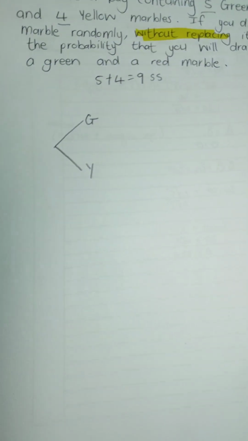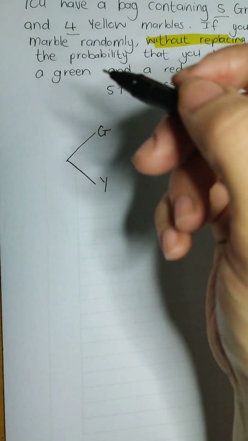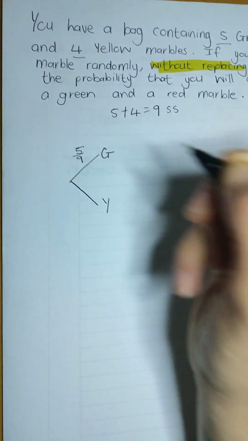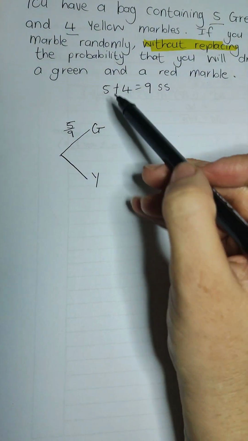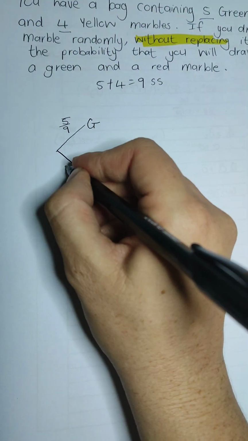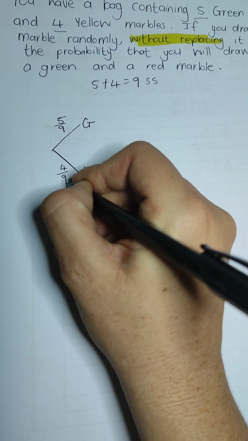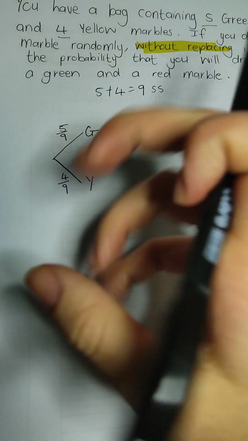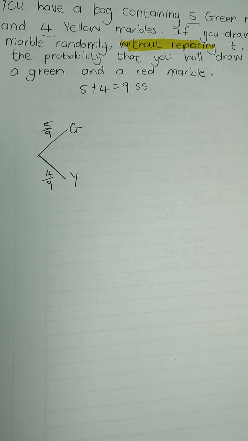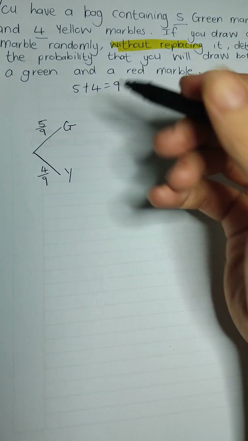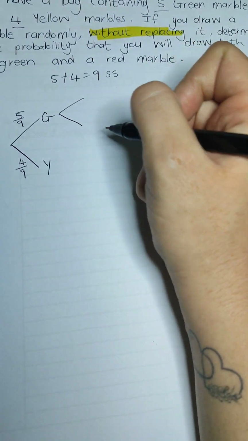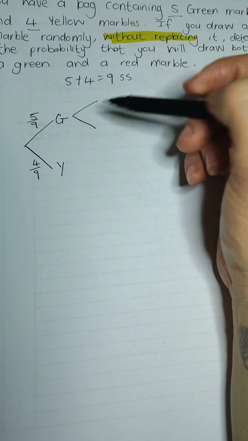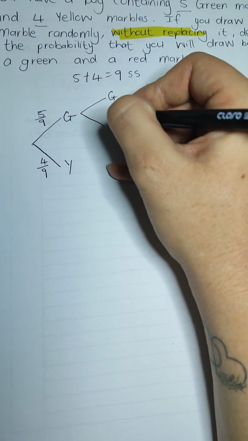So if I have a look now, I have 5 green marbles, so 5 out of the 9 is green. And I have 4 yellow marbles, 4 out of the 9 is yellow. Now this is my first draw. I have now taken out that first marble. If the first marble was green, now here's my second draw. First draw, second draw.